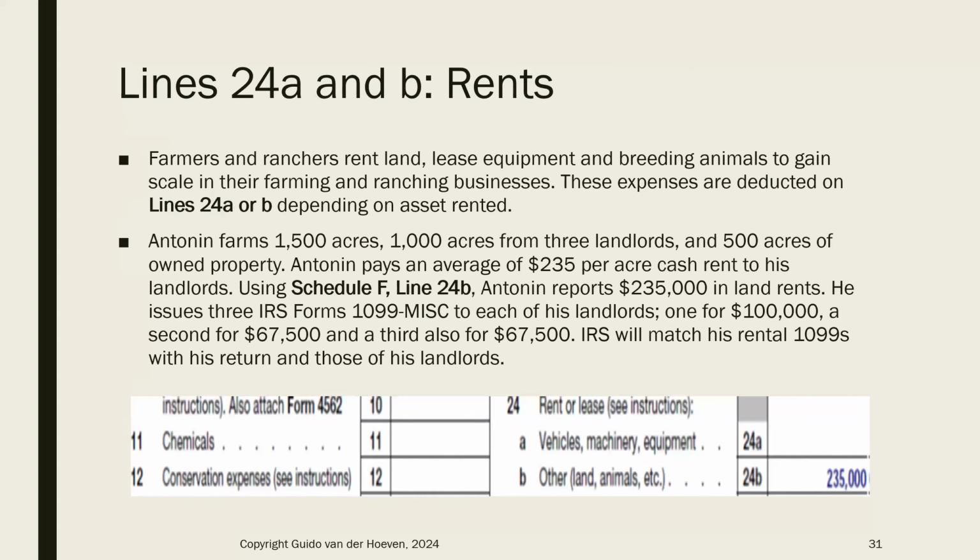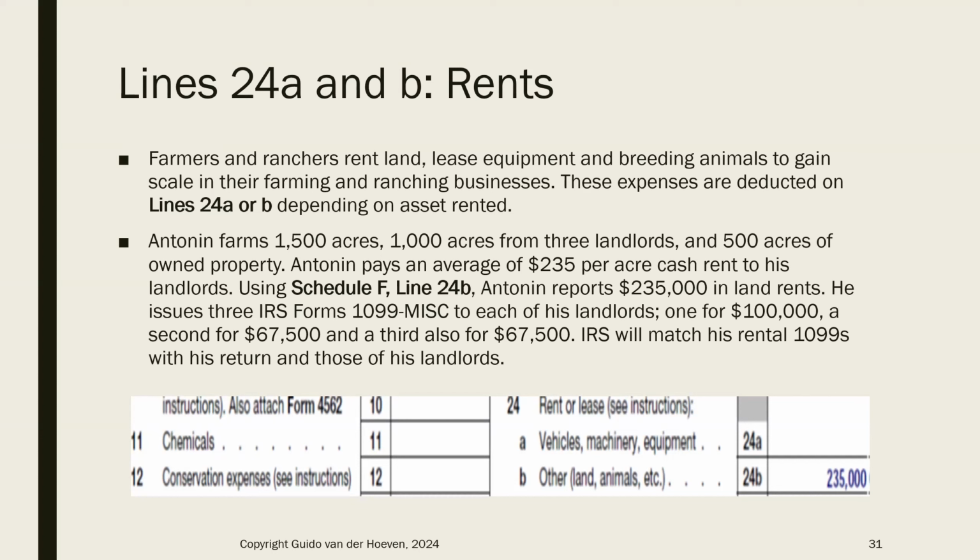And here's a big one that we have, and this is rents. So farmers and ranchers, they do rent land. Sometimes they'll lease equipment and they'll get breeding animals, and they do that in order to grow their business and increase their scale. The expenses are going to be deducted on lines 24A or 24B.